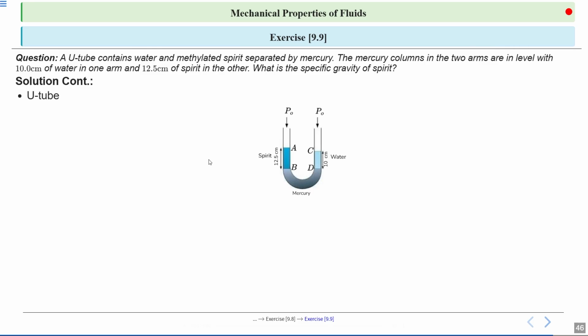Now let's visualize the setup with this diagram. The U-tube's one arm contains water above mercury and the other has methylated spirit above mercury. The mercury acts as a barrier between the two liquids. Pay attention to heights, 10 centimeter of water and 12.5 centimeter of spirit. This picture helps us see how the fluids are arranged and where we compare the pressures. So pressure at point B and D is same. So P naught plus H1 rho 1 g equal to P naught plus H2 rho 2 g. So rho 1 upon rho 2 equal to H2 upon H1.